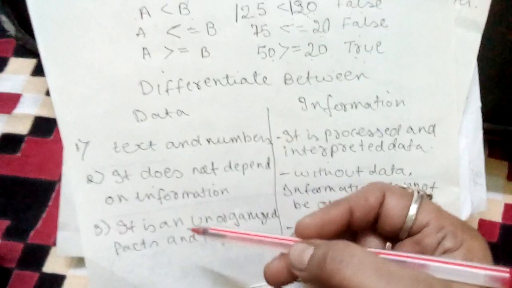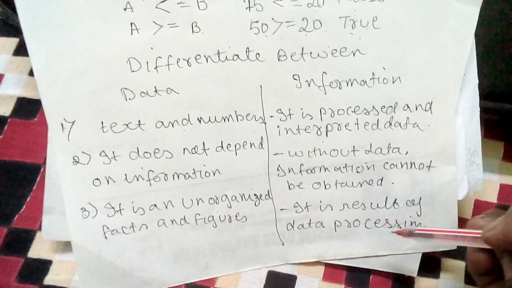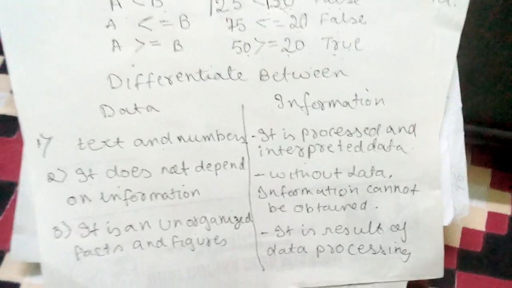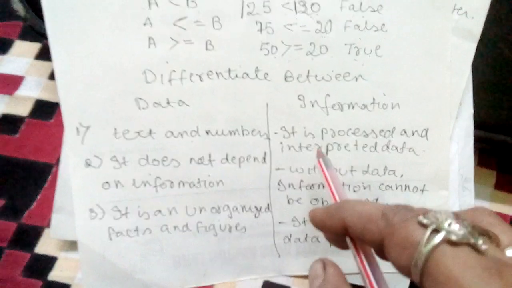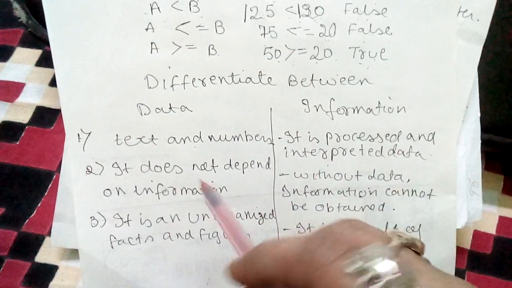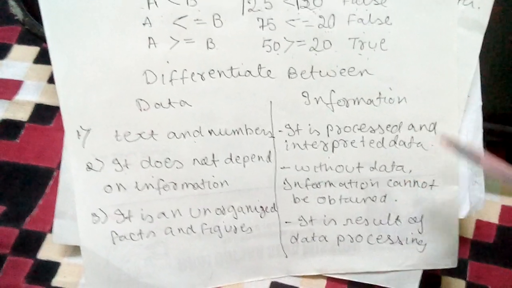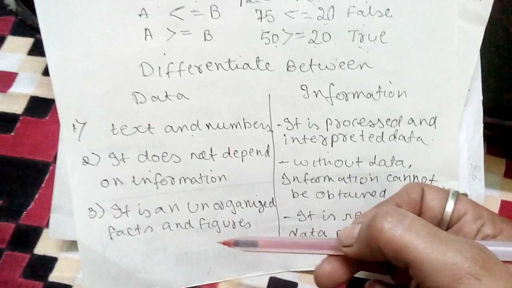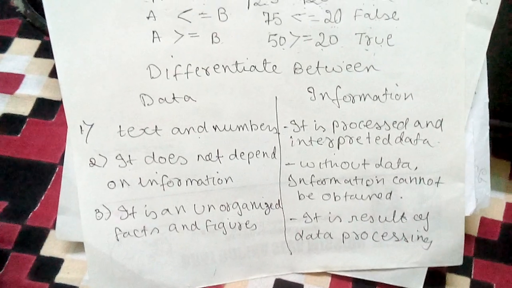Data is unorganized facts and figures. Information is the result of data processing. So what is the difference between data and information? Data is the text and numbers. Information is processed and interpreted data. Data doesn't depend on information. Without data, information cannot be obtained. Data is unorganized facts and figures. Information is the result of data processing.